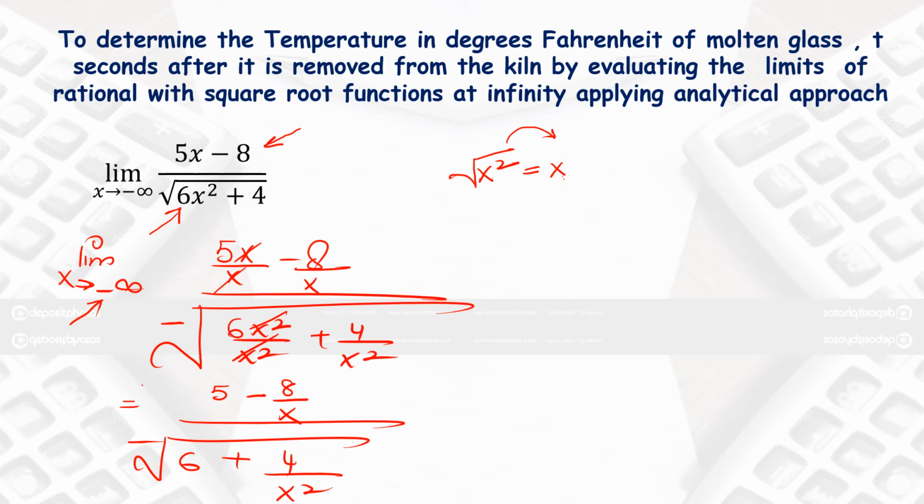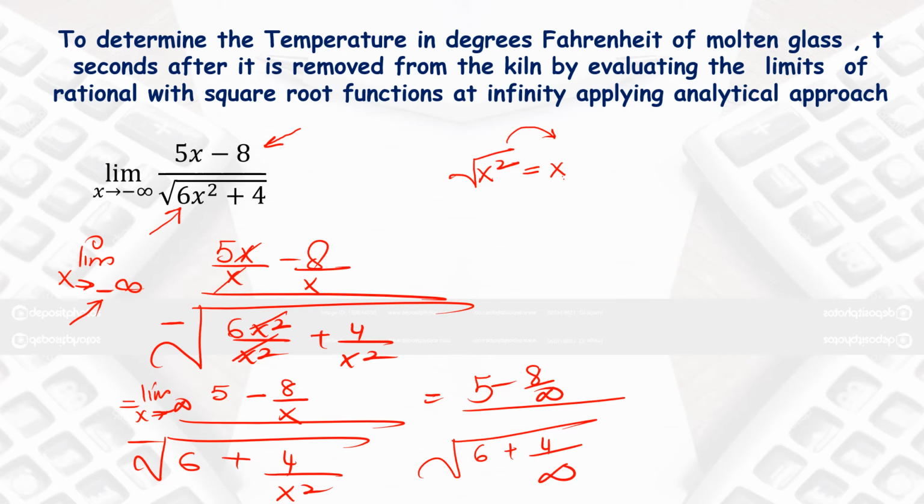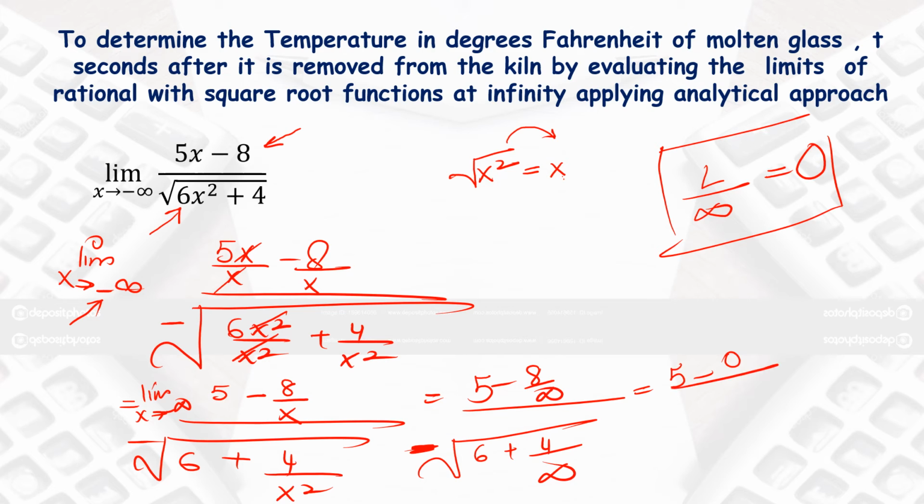Now apply the limit. Do not forget to write here limit x approaches to negative infinity. So 5 minus 8 over infinity, square root of 6 plus 4 over infinity square, it means infinity, and here minus. We already read this negative infinity and we put the negative over here. So 5 minus any number divided by infinity, answer is 0. So 5 over infinity, answer is 0, minus here square root 6 plus 4 over infinity is 0. So answer is negative 5 over root 6.